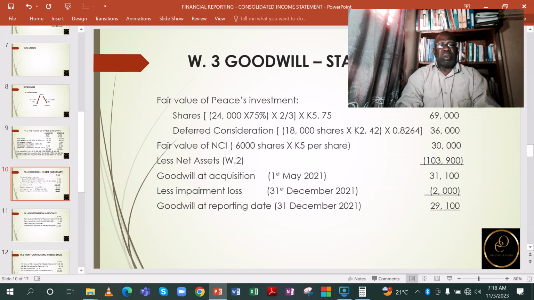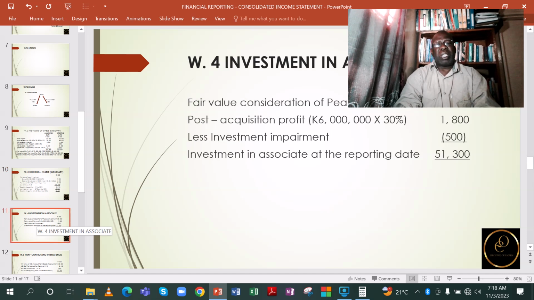So we move on to look at working number 4. In this space, we are looking at investment in associate. We are told that the fair value of consideration of investment in associate was 50 million.